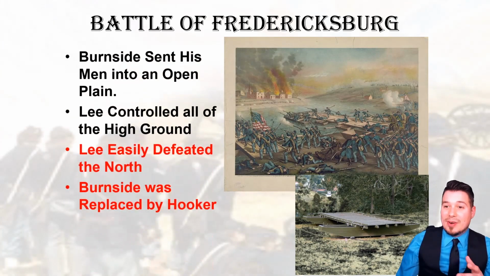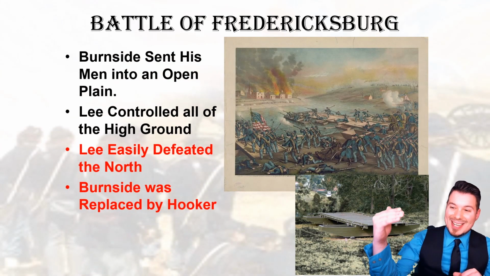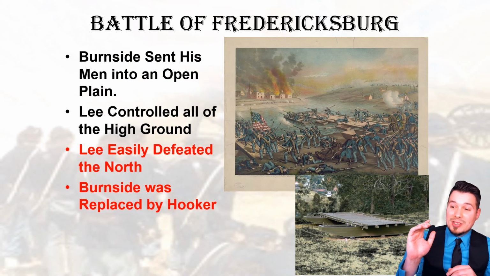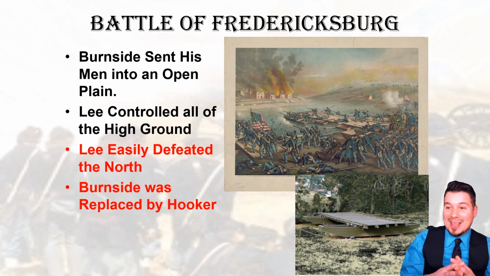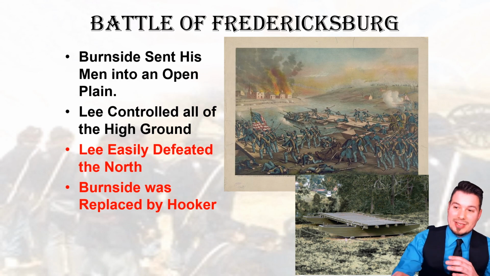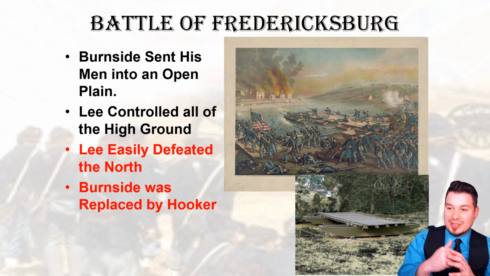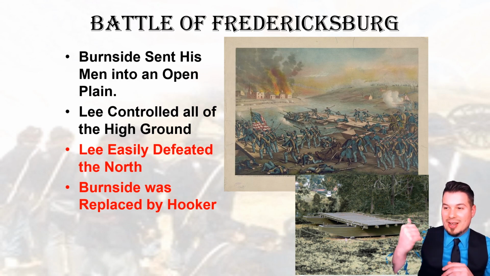All right. Then we have Fredericksburg. So now Burnside is in charge of the Northern troops, and he's doing a horrible job. He sent his men to an open plain. They had to go ahead and actually go across the river. They did these pontoons. You can see right here. Those pontoons are like floating bridges, essentially.